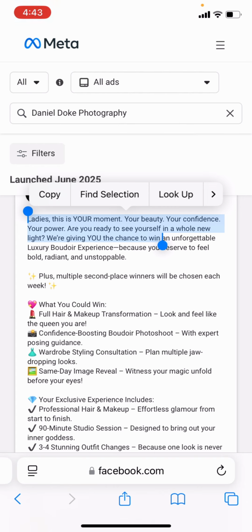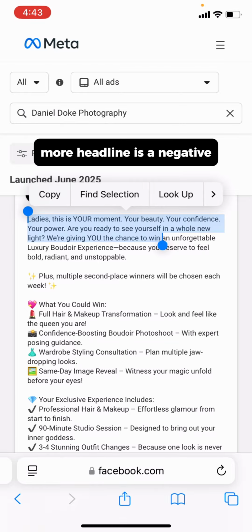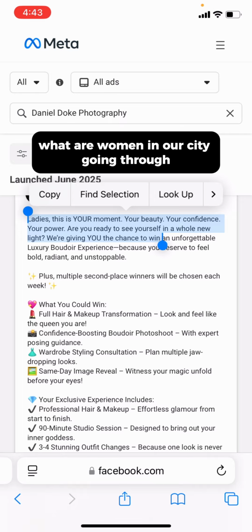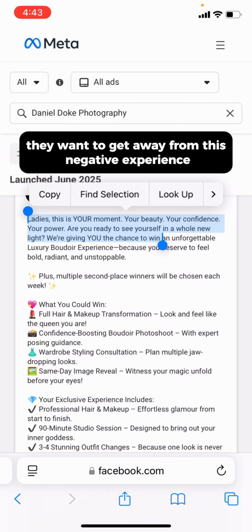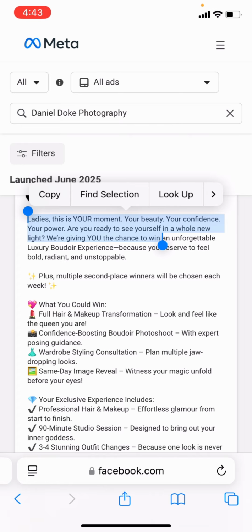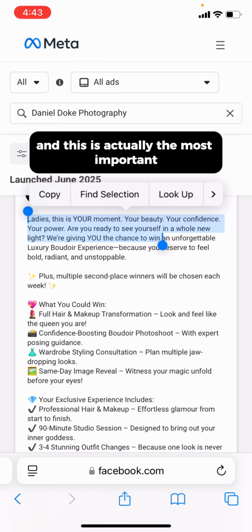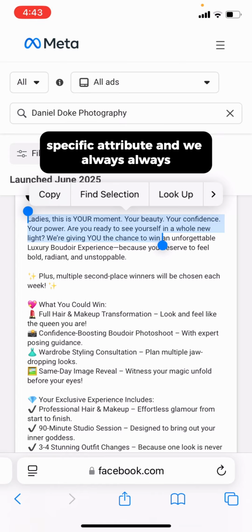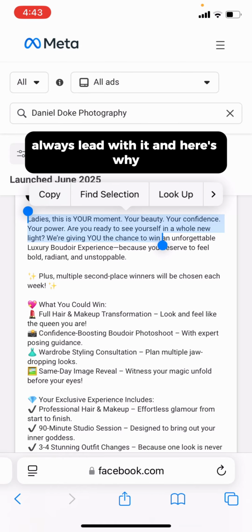All right. Second thing we need to have in the see more headline is a negative experience. What are women in our city going through that they're saying in their brains that they don't want to deal with anymore? They want to get away from this negative experience. And this is actually the most important specific attribute. And we always lead with it. And here's why.